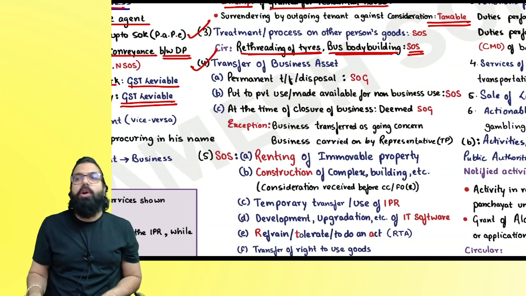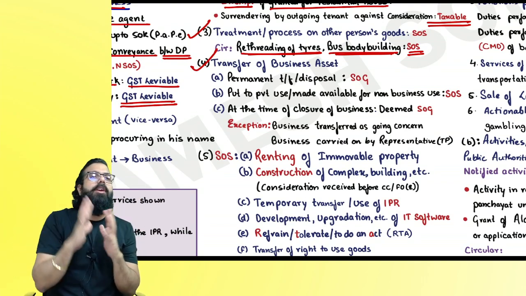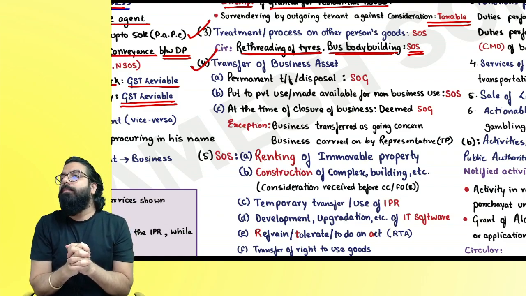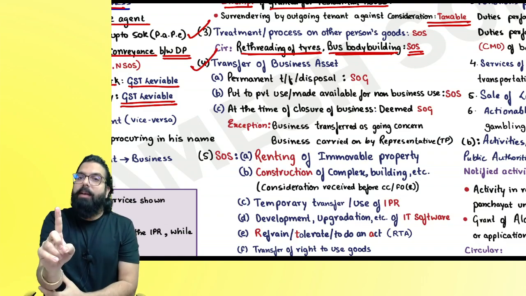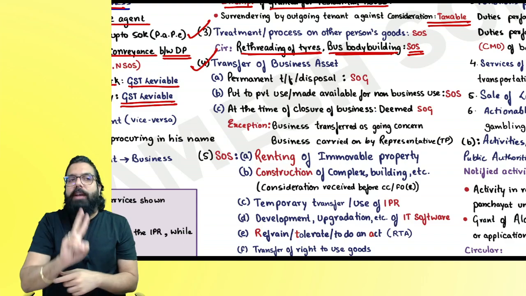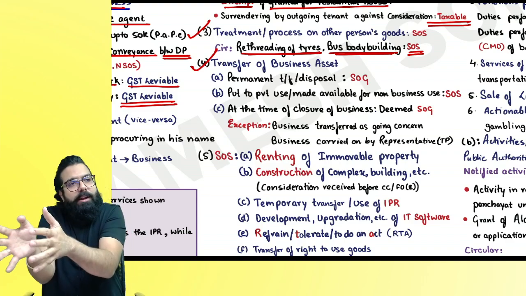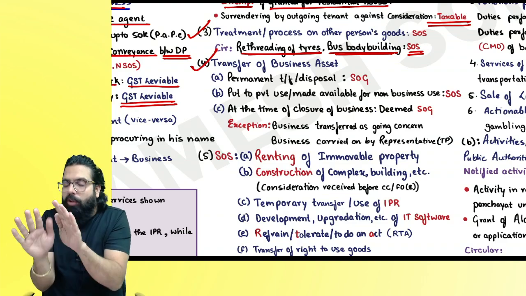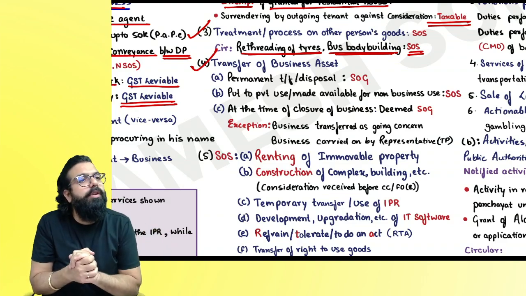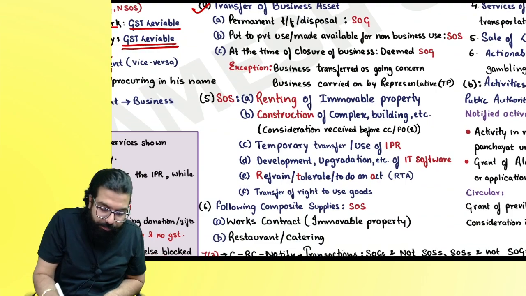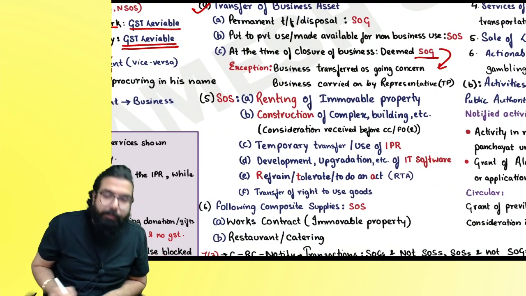The fourth paragraph says whenever you are transferring your business asset permanently, it is a supply of goods. Temporarily, if you are transferring it or making it available for private use, then it is a supply of service. On closure, when you are transferring the goods, it is a supply of goods. Can I go ahead? But there are exceptions over here.